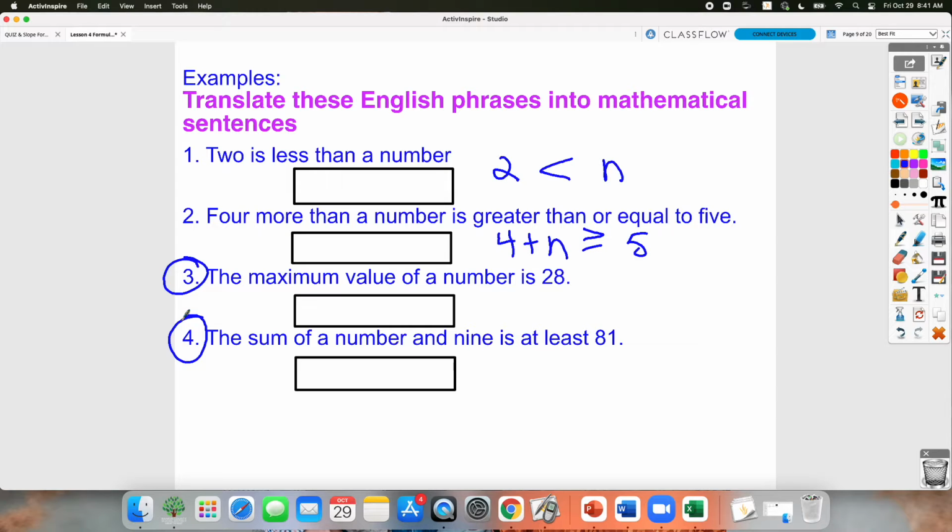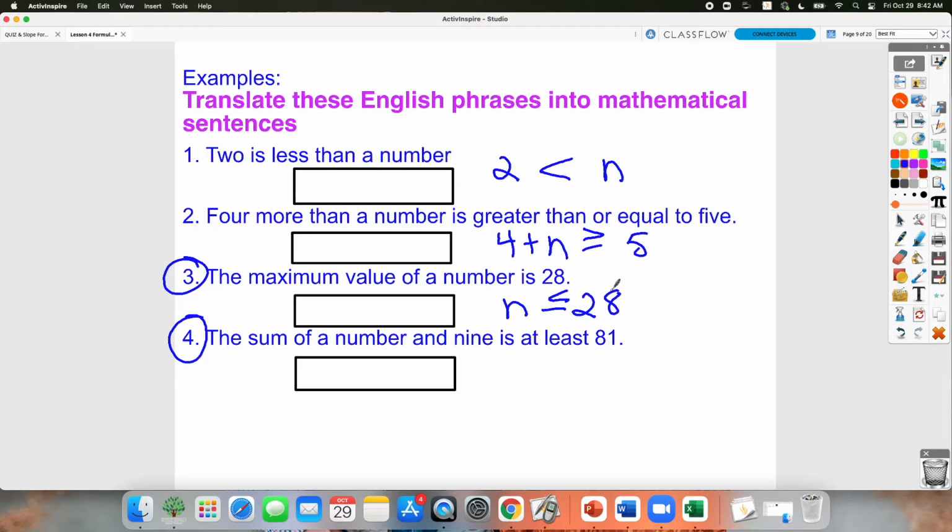All right, so if the maximum value of a number is 28, Bella's not here today. Bella, how could we write that inequality? Very good. If that's the maximum value, that means 28 is as high as that number can go. So n could be exactly 28 or anything lower than 28. So we need that less than or equal to symbol.